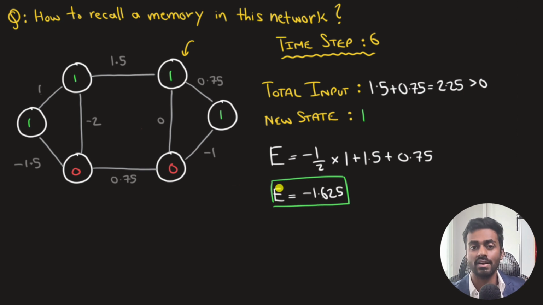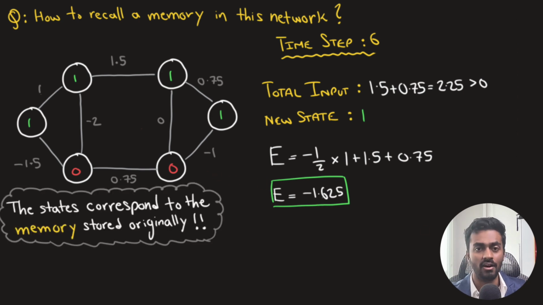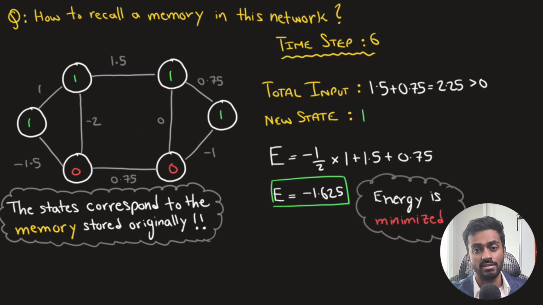Now, this is very interesting because what you notice over here now is 1, 1, 1, 0, 0, 1. This corresponds to the state of the original memory that we had stored. And what this also corresponds to is that this energy here is minimized. We actually cannot change any of these neurons to get a lower energy. And so we have empirically shown that at this energy minimum, we have recalled a memory.